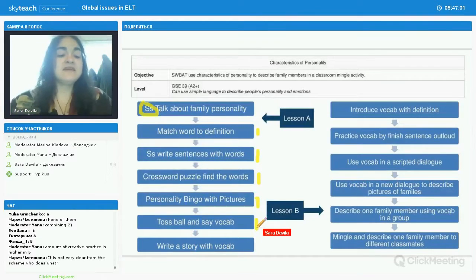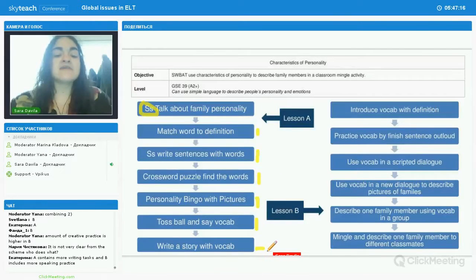And this toss ball activity, can you guess what kind of activity that is? This is also a vocabulary clarification activity. So in my lesson A, every activity that I've done so far in this lesson clarifies the vocabulary. In my final activity, I ask the students to use that vocabulary.